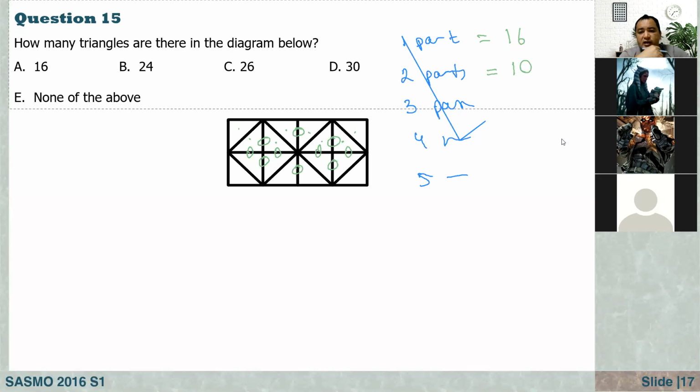Okay. So now, how about 3 parts? If you look at this, we don't have any triangle that has 3 parts. But how about 4 parts? Can you see any triangle that has 4 parts? No. How about this one? Look, let me show you one. How about this one?